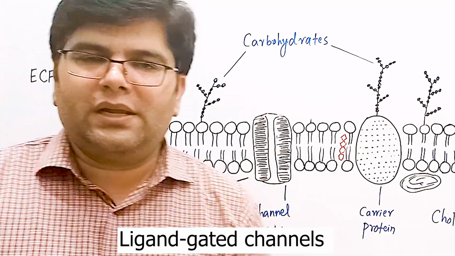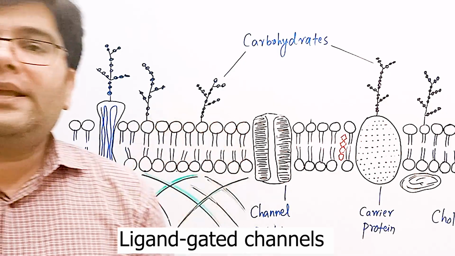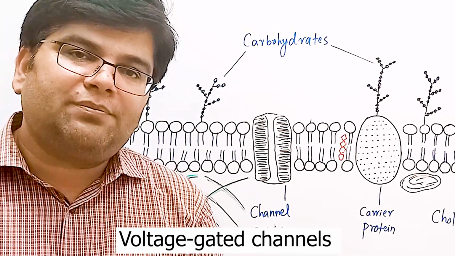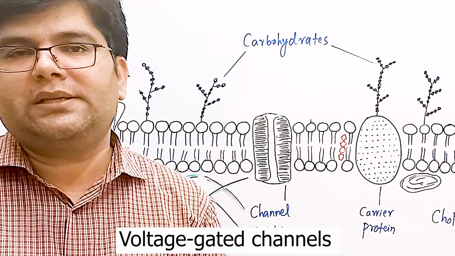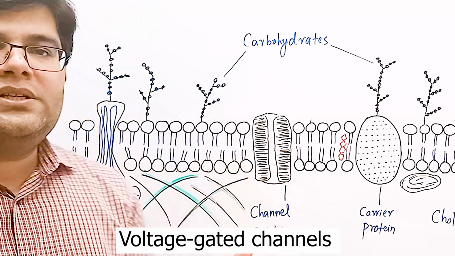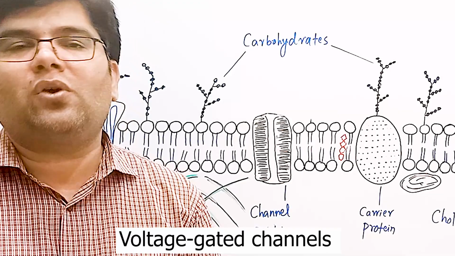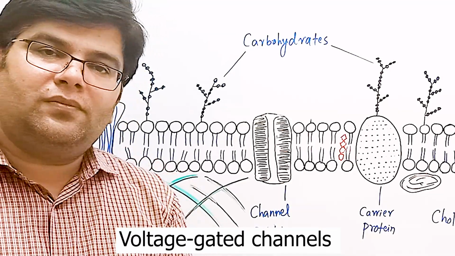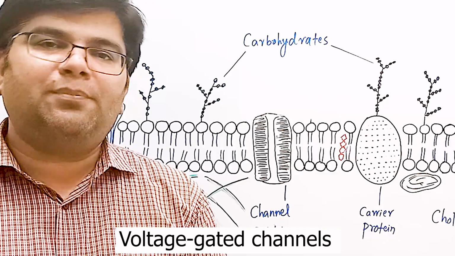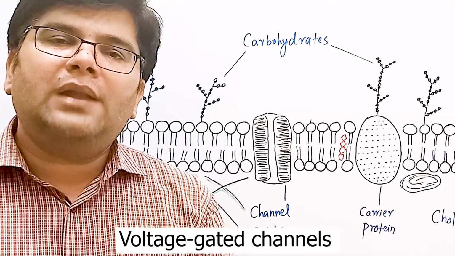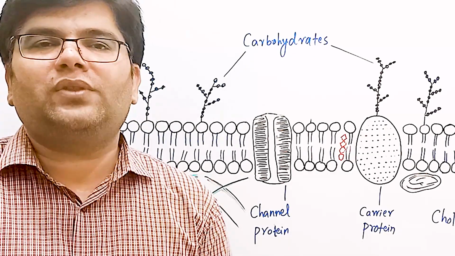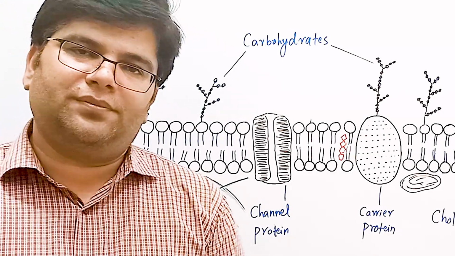If the gate of a channel opens by binding of a chemical, then this kind of channel is called a ligand gated channel. For example, acetylcholine gated channels. And if the gate of a channel opens by change in the membrane voltage, then we call them voltage gated channels, like sodium voltage gated channels which open during depolarization of a nerve fiber, and potassium voltage gated channels which open during repolarization of the action potential of a nerve fiber.